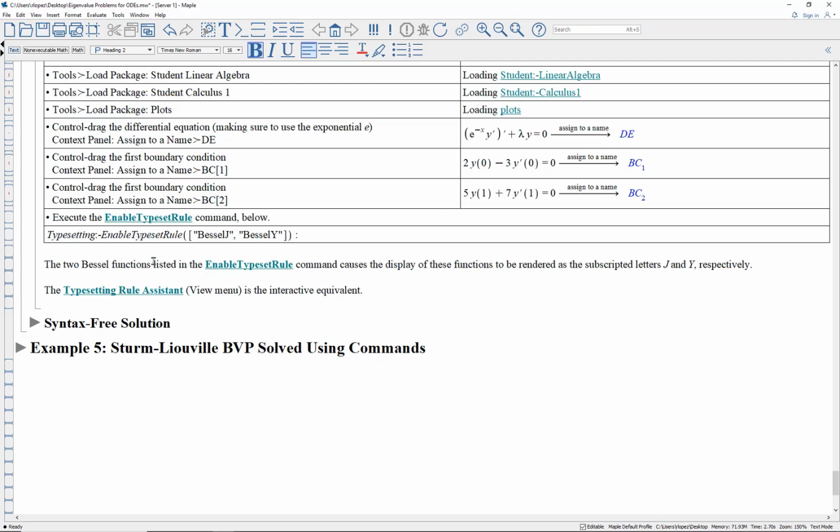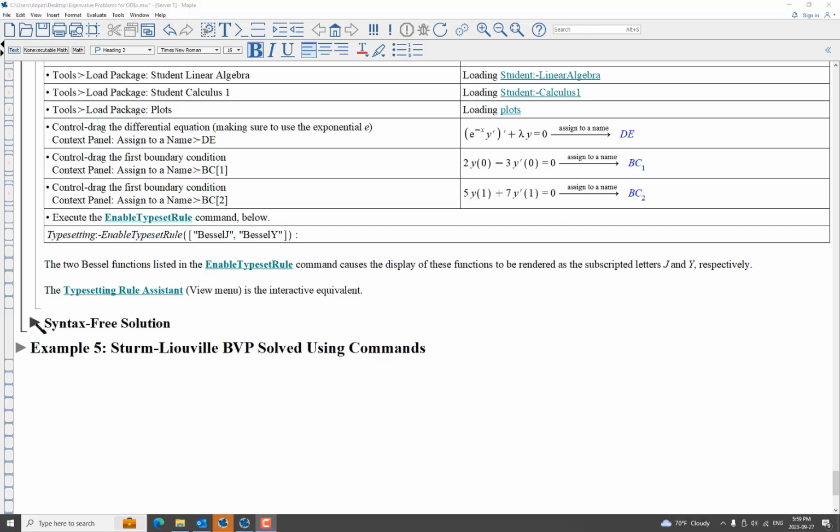Then down here, I used a command to do a typesetting rule. What will happen is that the Bessel function, instead of appearing as Bessel J, will appear as the letter J. Bessel Y will appear as the letter Y. And I've shown you at the beginning how you can do that with the typeset rule assistant. So I won't do that again here.